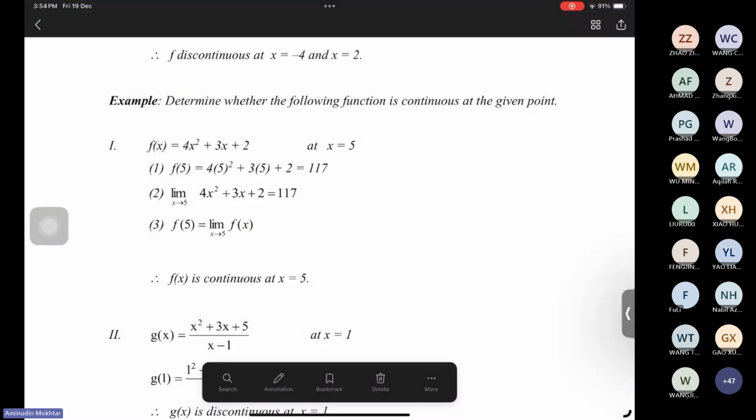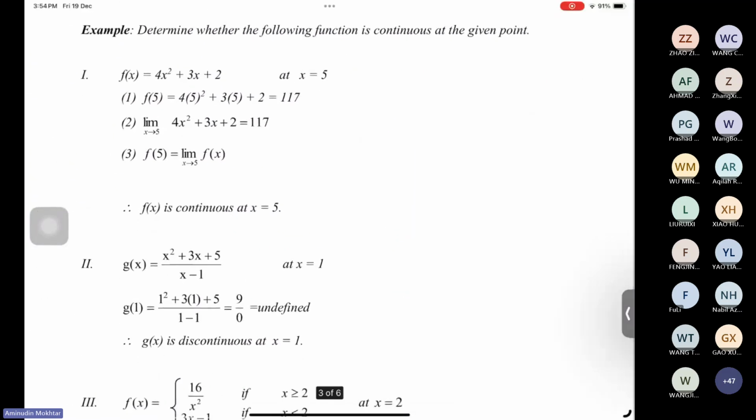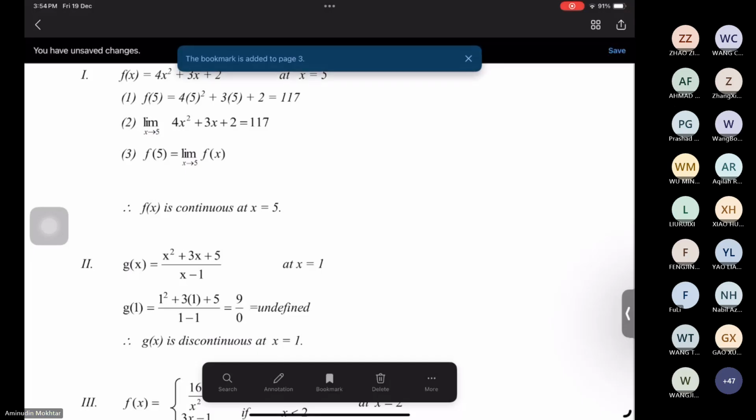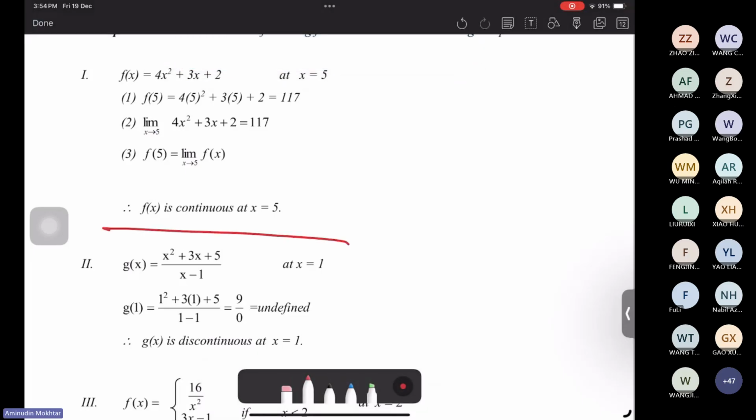if you refer to the example, we can conclude here that f(x) is continuous at point x equals 5, because at this point the value of y exists, and the limit also exists. The value of y equals the limit at x equals 5. So we can conclude here the function is continuous at point x equals 5. Okay, that's the first condition here.